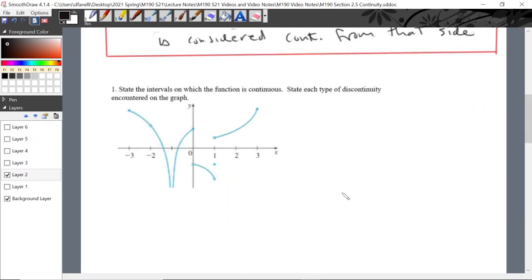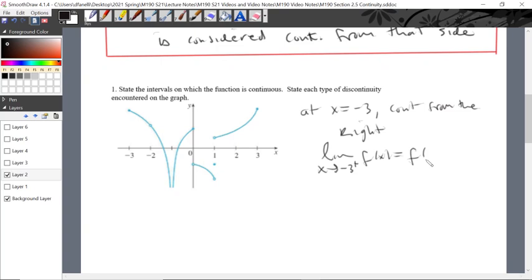Let's take a look at this graph and see what we can figure out. So, starting from the left and reading off to the right, notice that at x equals -3, we'll start there. At x is equal to -3, this function is continuous from the right. We can approach this point from the right, and we get exactly that output, that y value, if we were to plug -3 in. So the limit as x approaches -3 from above of f of x is equal to f of -3 itself. We can see that from the graph.